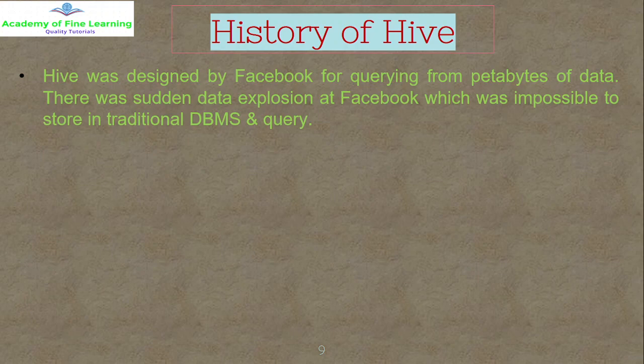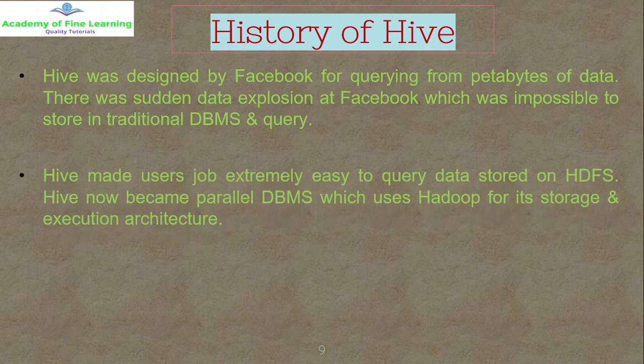When they shifted from the RDBMS to Hadoop, they could no longer execute SQL. So they provided a SQL interface on top of Hadoop, which will be converted to MapReduce jobs. That is what Apache Hive is. So Hive made users' jobs extremely easy, to work with data stored on HDFS by using a SQL-like interface, as I told. Now Hive has become a parallel DBMS, which uses Hadoop for its storage and execution.